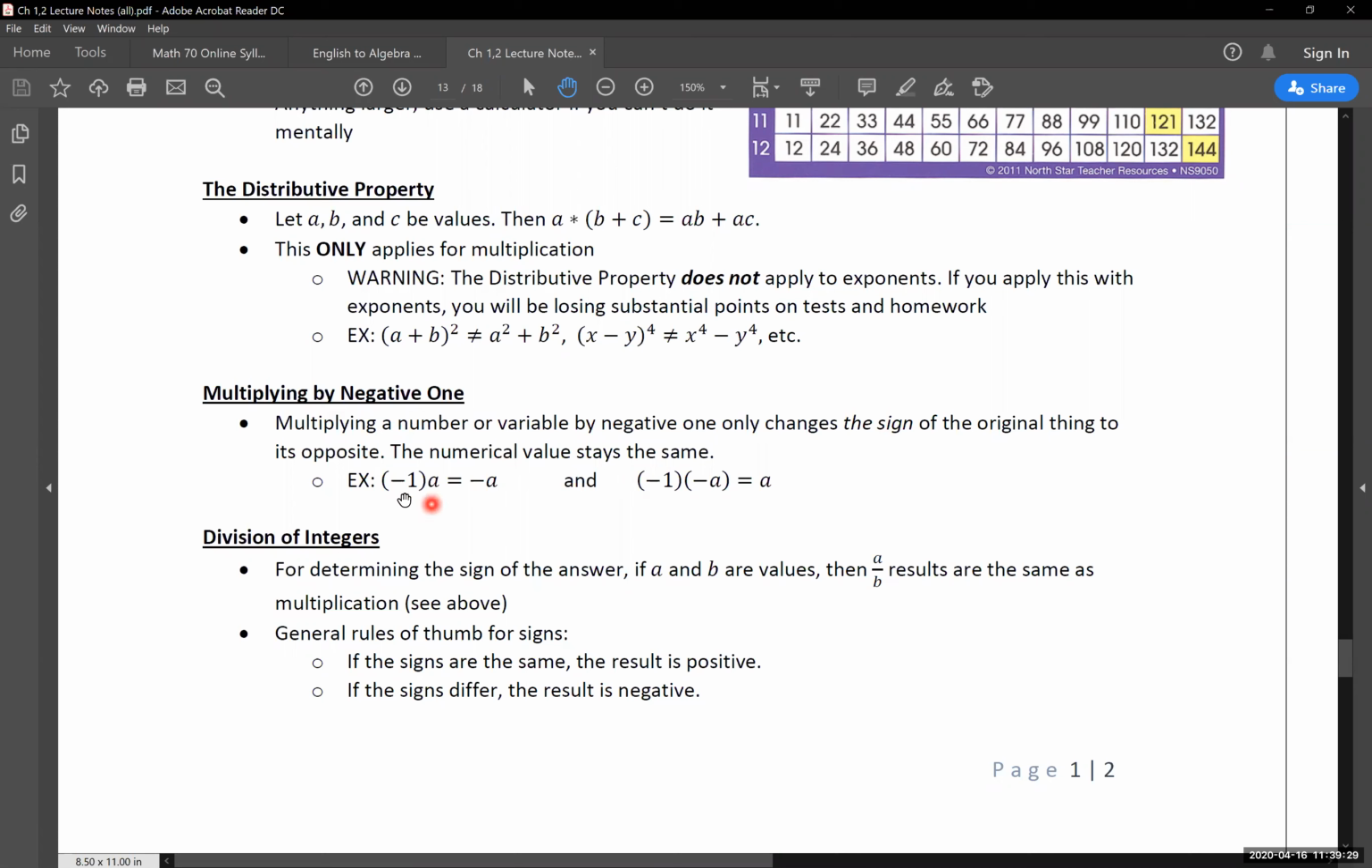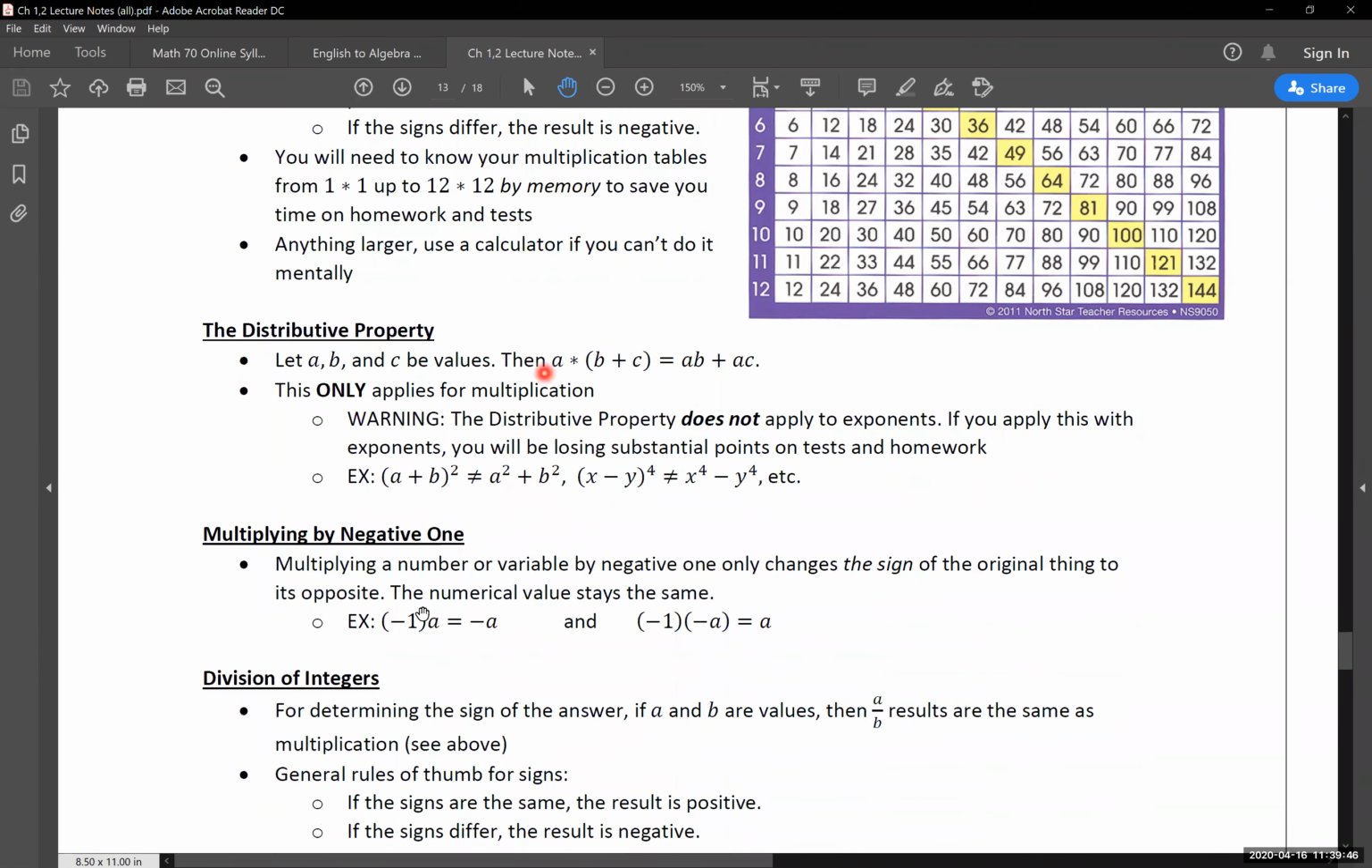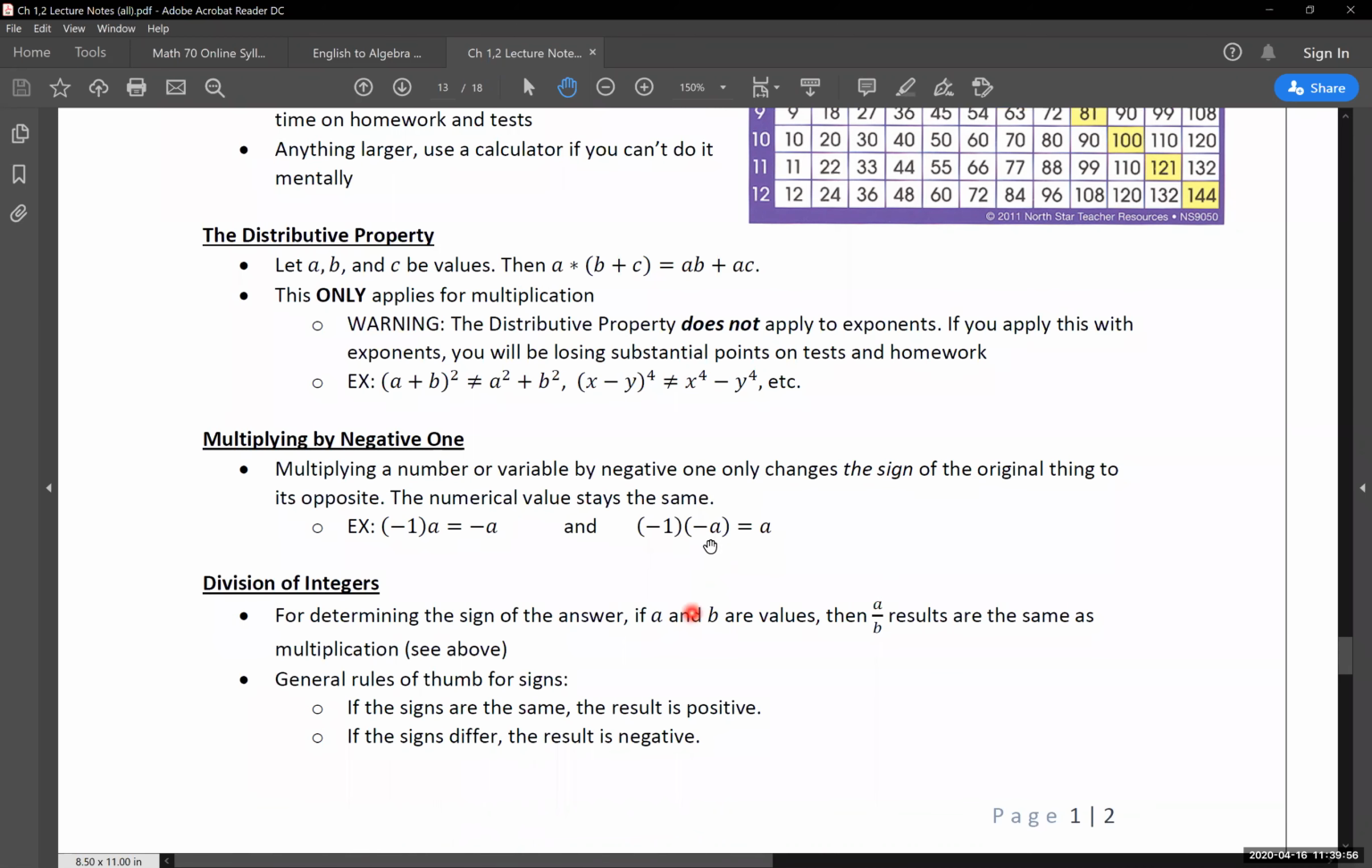So if I'm starting with -1 times A, my A is originally positive. What is a negative times a positive? We'll go back up here just to our table. A negative times a positive is going to give us a negative answer here. So this A, which was originally positive, is going to now be a negative. If I have -1 times negative A, again, our A value is starting off as a negative, and a negative times a negative is going to give us a positive answer. We're just going to have a positive A left over.